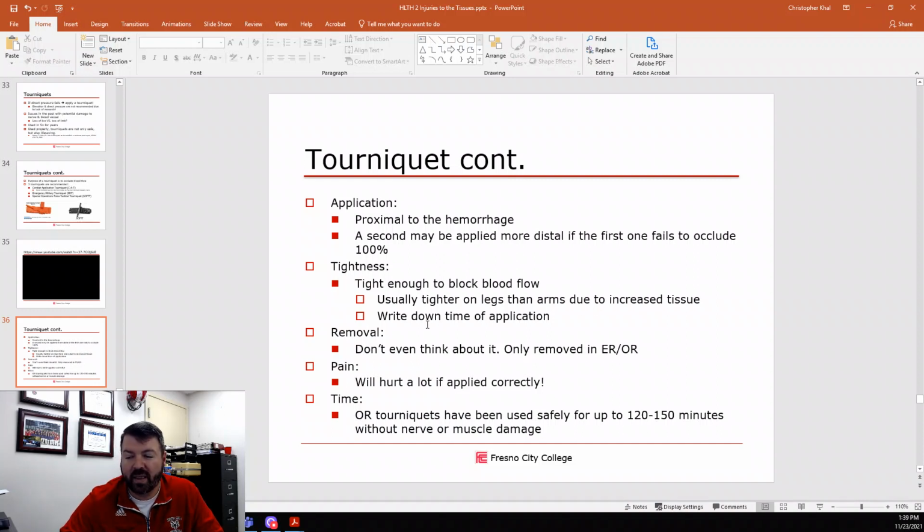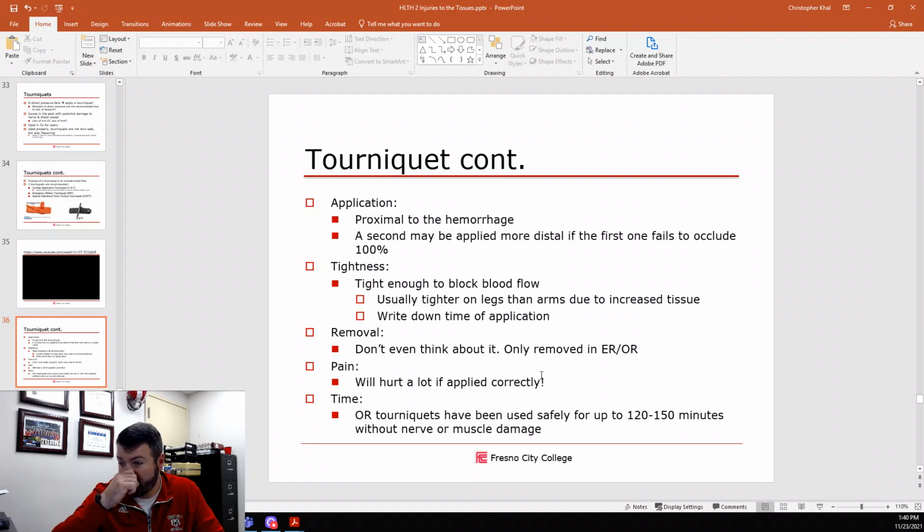Then, with this on, you want to write down the time of application. Really, really important, the exact time. Usually there's an area on it where you can write that down. Don't even think about removing it. The ER and OR are the people who will remove this. As for pain, if you put it on right, it's going to hurt. If it doesn't hurt, you need to go tighter.